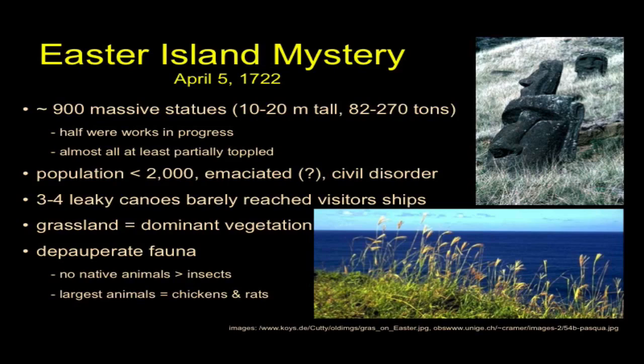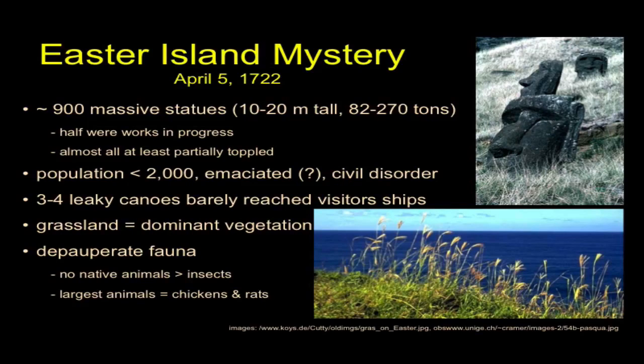And they found a very reduced number and diversity of animals compared to what you would typically encounter on a tropical island. So for example, there were no native animals bigger than insects. They were mostly introduced, I'll talk about that in a little bit. And the absolute biggest animals that they found on land were chickens and rats.